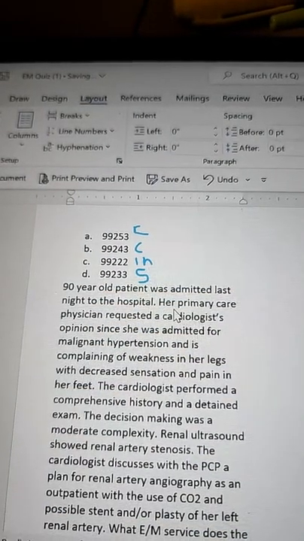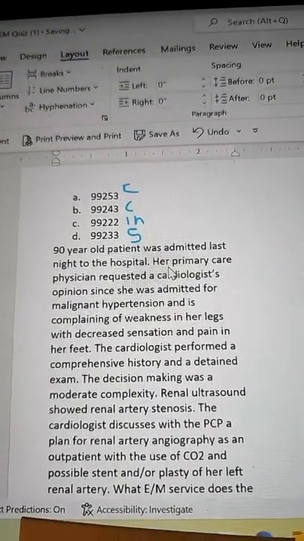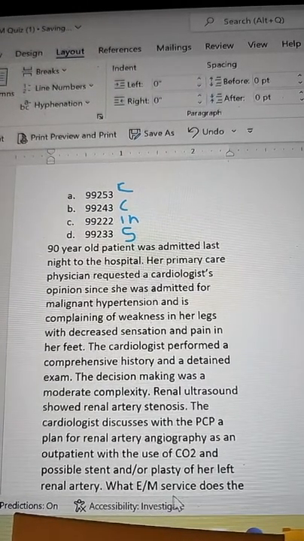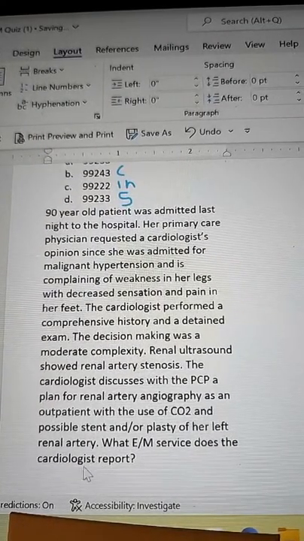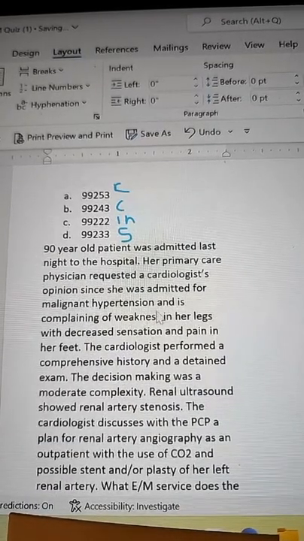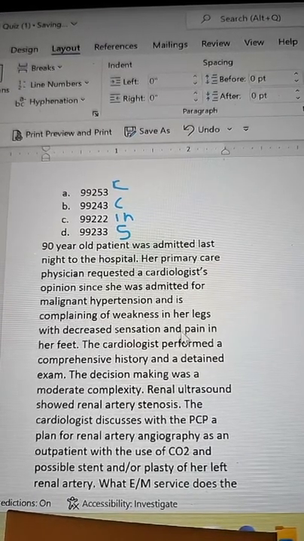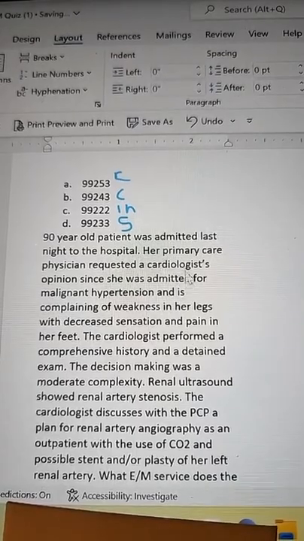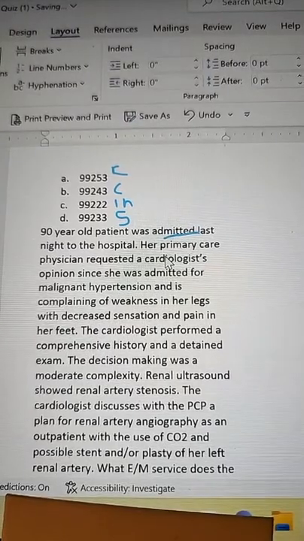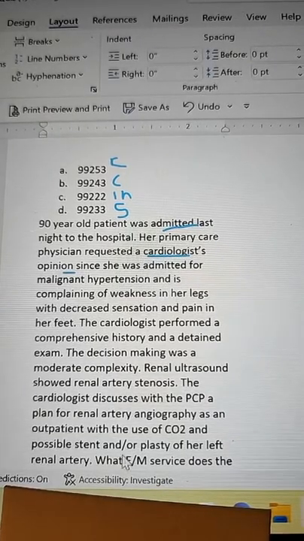All right. Oops. Where'd I go? There we go. Trying to get the whole question in here for you. I have to hold the crane in spot. So let's check out our bottom. They're asking us to code for the cardiologist. Okay. So patient was admitted last night. Primary care physician requested a cardiologist opinion. And we are going to bill for the cardiologist.